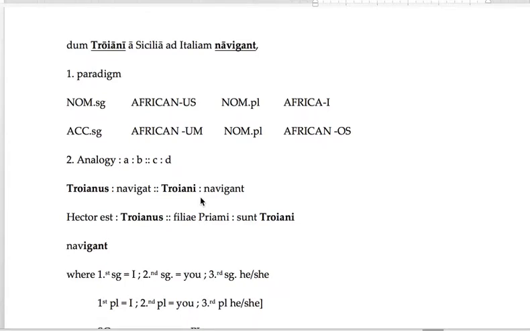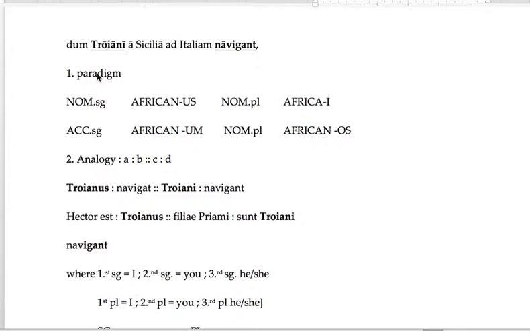This is a short exercise on grammatical analysis for nouns and verbs and an adjective in the Oxford Latin series. In this sentence here, dum Trojani a Sicilia ad Italiam navigant, you could make a pretty good guess that navigant was third plural, and that Trojani was nominative plural to go with it.